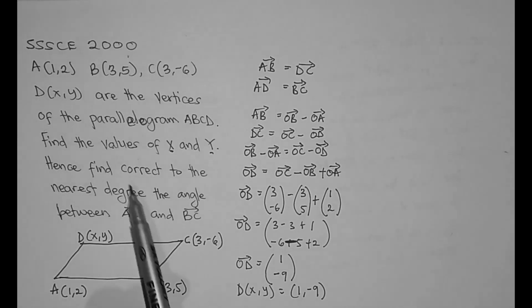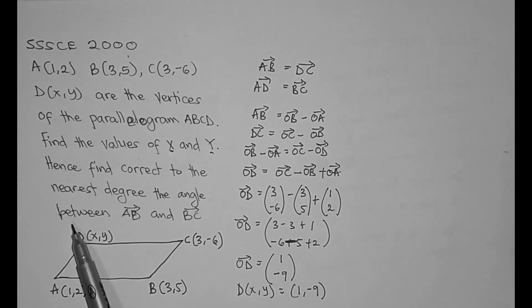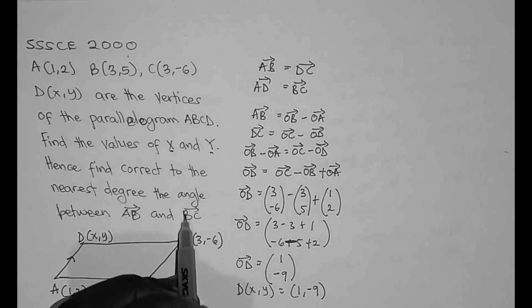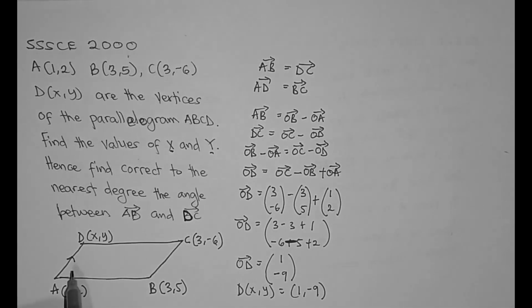The second part of the question says that we should find correct to the nearest degree the angle between AD and then BC. Sorry, there's a mistake here. This is not BC, but rather DC. So we are supposed to find the angle between AD and then DC. So what is this angle? It is this angle. This is the angle between AD and then DC. So let's say that angle is beta.